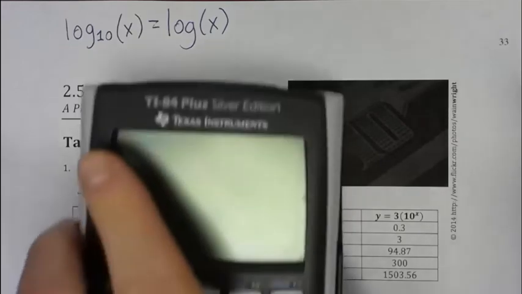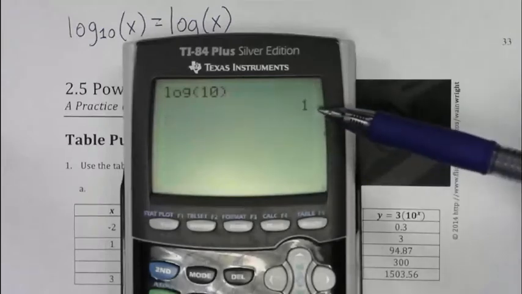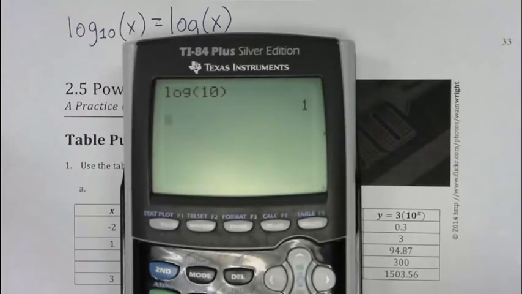For example, if we grab our calculator, we can see that we have, say, log of 10. That equals 1 because 10 to the power of 1 equals 10. And that will be used a lot in this classwork video.